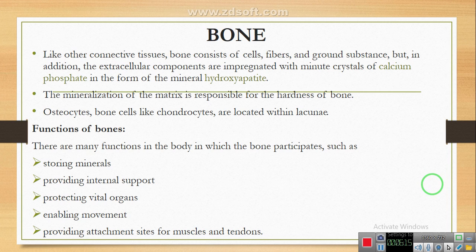The osteocytes, or the bone cells, are the cells of the bone, like the chondrocytes, which are the cells of the cartilage, and osteocytes are also located within the lacuna.